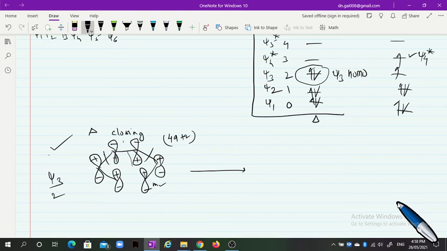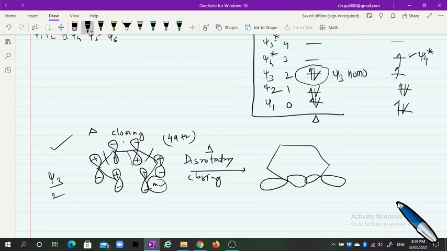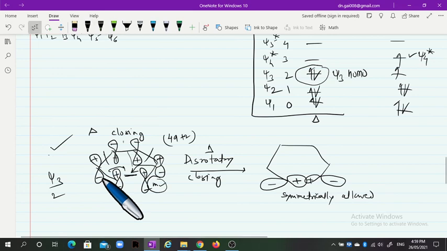Therefore disrotatory closing should be allowed. Already by observing the symmetry we can predict that. For the thermal disrotatory closing, it moves like that, the orbitals move in opposite directions. Therefore positive combines with positive, negative with negative. So in this case it is a symmetrically allowed combination, a symmetrically allowed rotation.